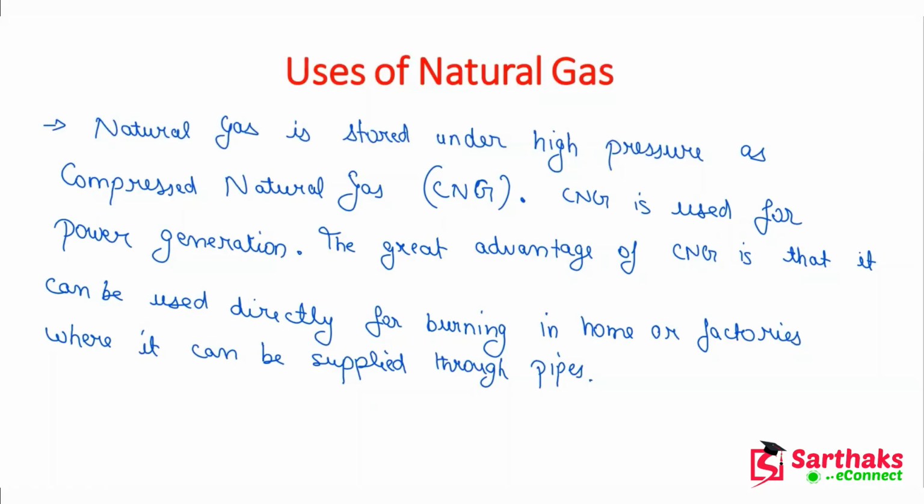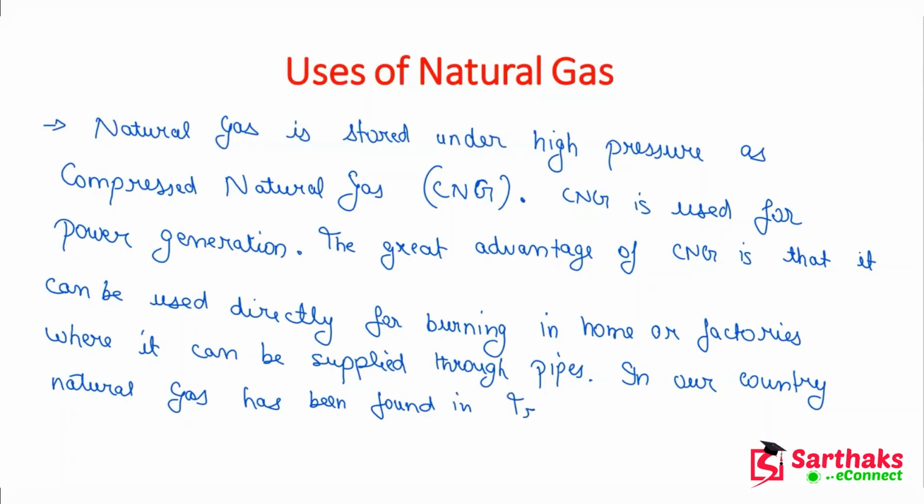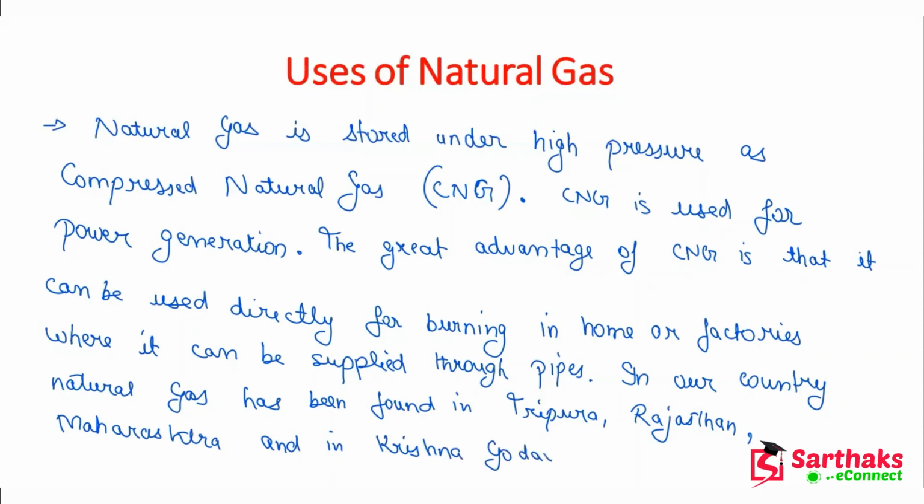And in our country, natural gas has been found in Tripura, Rajasthan, Maharashtra, and in the Krishna Godavari Delta. So it is supplied from these places to all over the country.